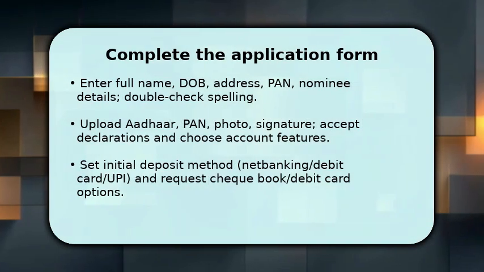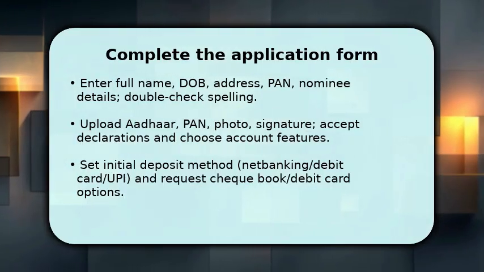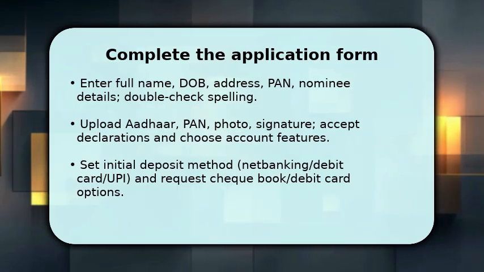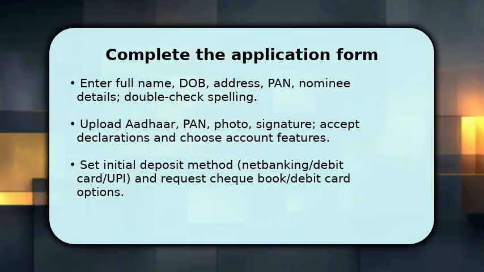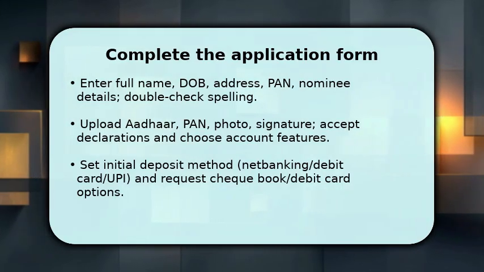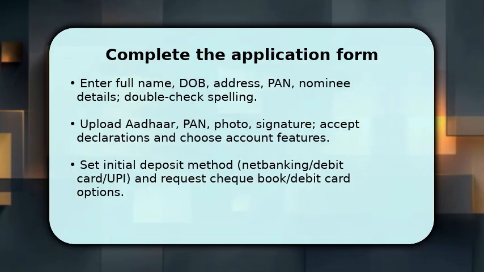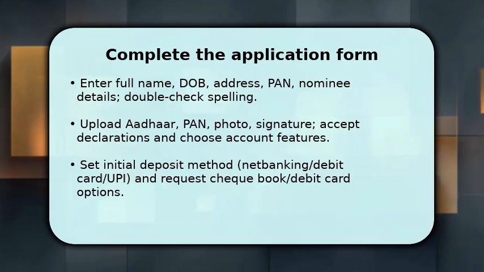Now fill the application carefully. Type your name exactly as on ID, add DOB, address, PAN, and nominee details because mismatches slow approval. Then upload scanned Aadhaar, PAN, a passport-style photograph, and your signature file, making sure images are clear and under size limits. Once uploaded, select account features like SMS alerts and checkbook or debit card.